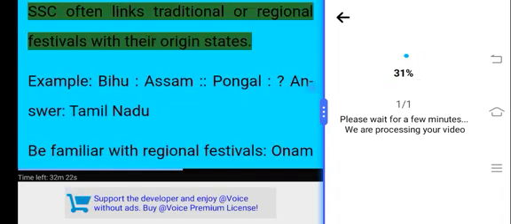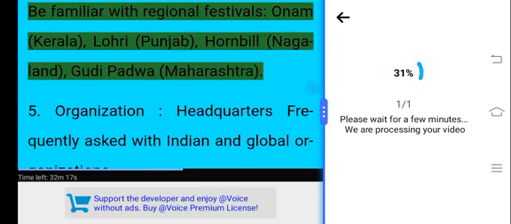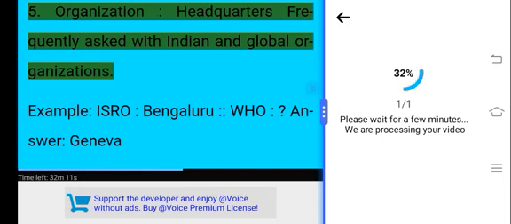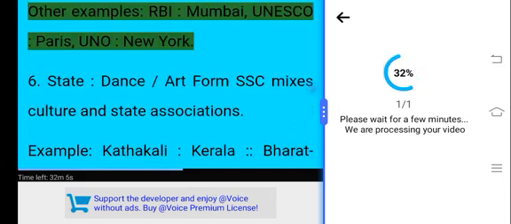4. Festival, state. SSC often links traditional or regional festivals with their origin states. Example: Bihu, Assam, Pongal. Answer: Tamil Nadu. Be familiar with regional festivals: Onam, Kerala; Lohri, Punjab; Hornbill, Nagaland; Gudi Padwa, Maharashtra. 5. Organization, headquarters. Frequently asked with Indian and global organizations. Example: ISRO, Bengaluru, WHO. Answer: Geneva. Other examples: RBI, Mumbai; UNESCO, Paris; UNO, New York.